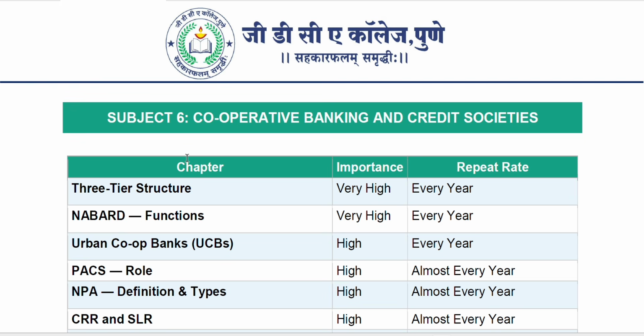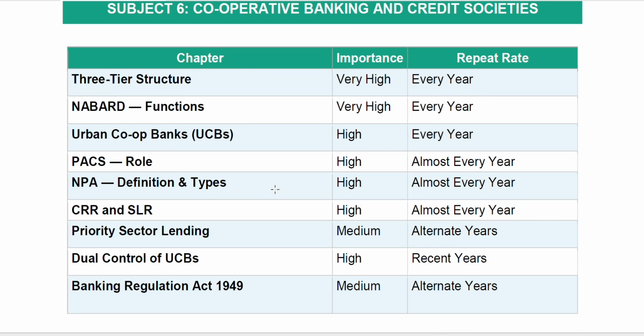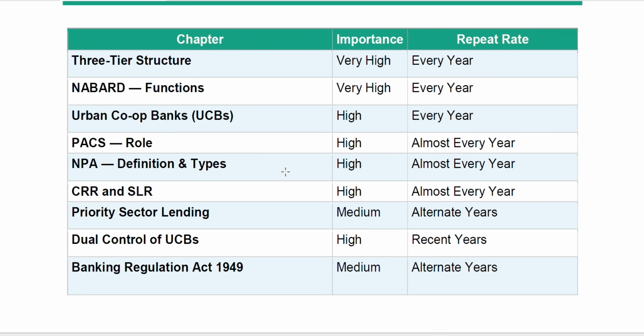Subject number 6, last subject, cooperative banking and credit societies. What are the most important chapters in subject 6? Three-tier structure, very high chances every year asked. Three-tier structure is SCB, DCCB, PACs. Okay, make sure that you remember this. NABARD functions every year asked. Urban cooperative banks, UCBs, asked every year so far. PACs rule almost every year. NPA definition and types asked almost every year. CRR, SLR almost every year.